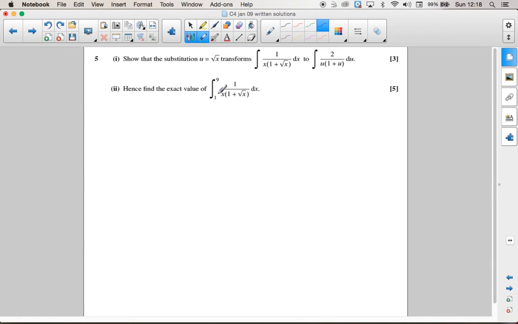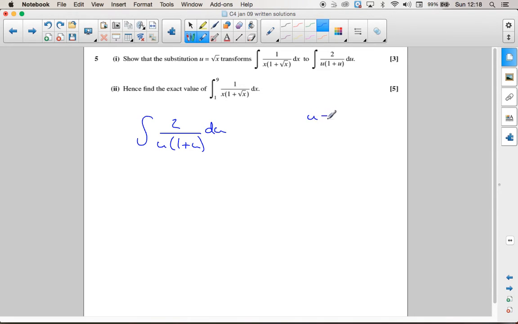Okay, part 2 then asks us to find the actual value for this integral. So obviously we're not going to use 1 over x bracket 1 plus root x, we're going to use what we've converted it into. So we've got 2 over 1 bracket u, 1 plus u, du. These limits here, 1 and 9, are for the x, so we also need to work out what the u limits are going to be. And to do that, we can just use the substitution that we've got.